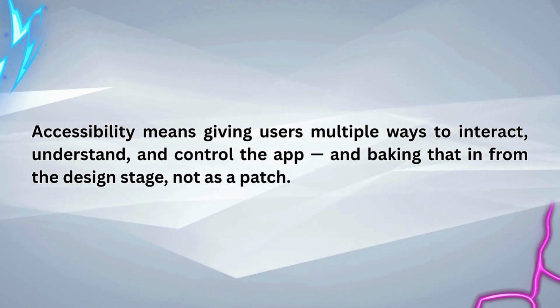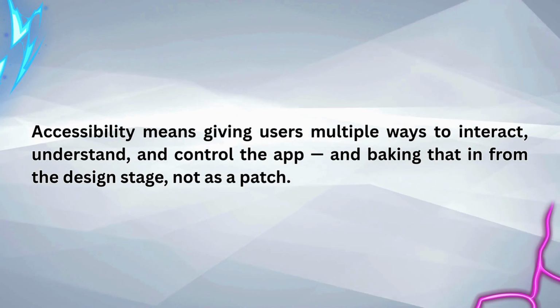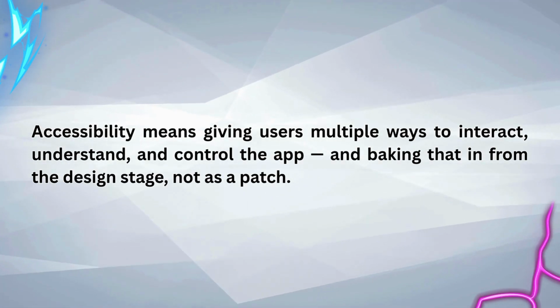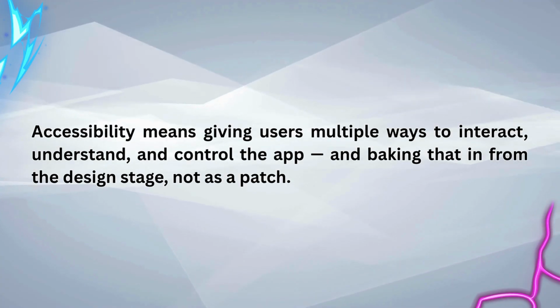In short, accessibility means giving users multiple ways to interact, understand, and control the app, and baking that in from the design stage, not as a patch.